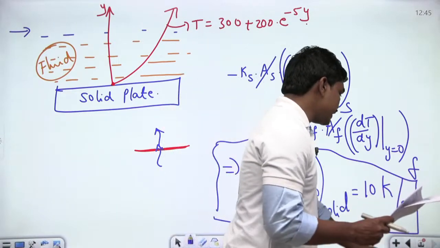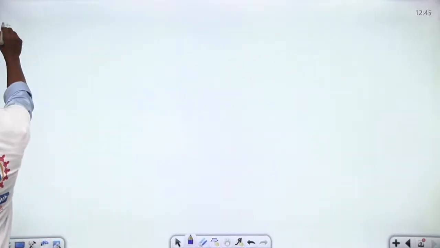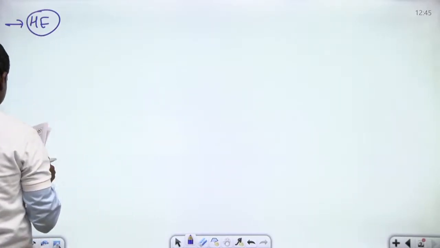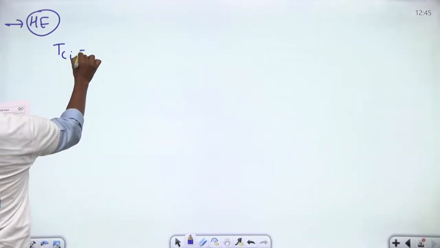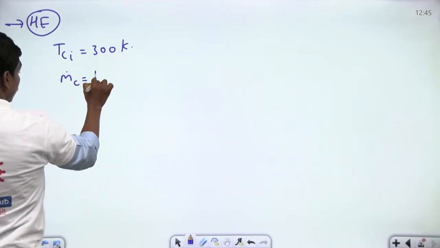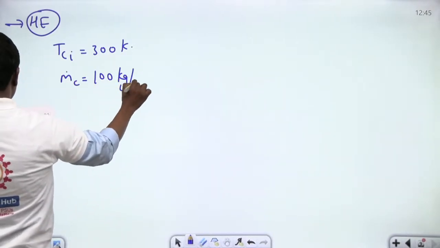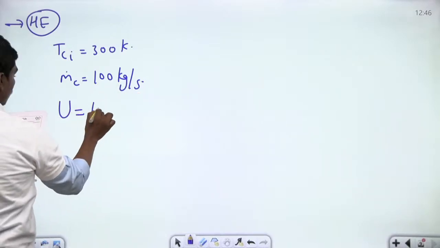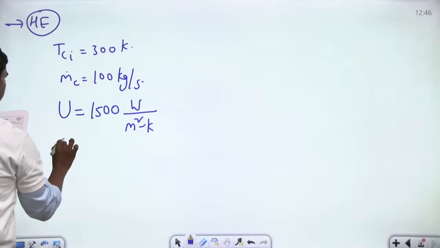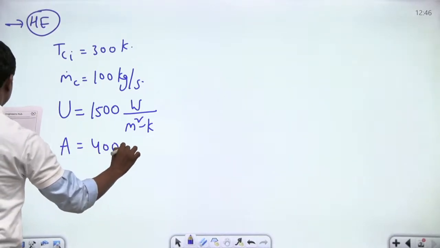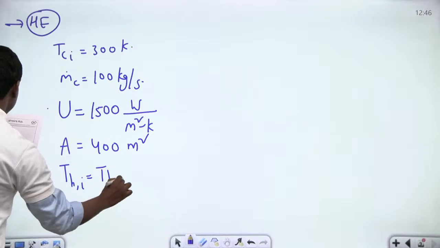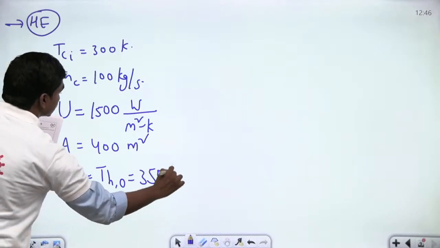Next, there is one question from heat transfer as well: heat exchangers. There is a heat exchanger with T cold inlet temperature equal to 300 Kelvin. The mass flow rate of the cold fluid is 100 kg per second, the overall heat transfer coefficient U is 1500 watt per meter square Kelvin, and the net area of the heat exchanger is 400 meter square. They have also given TH inlet equal to TH outlet. Both are the same, which means there is some phase change happening inside this heat exchanger.